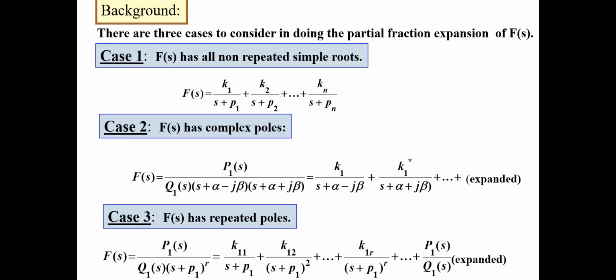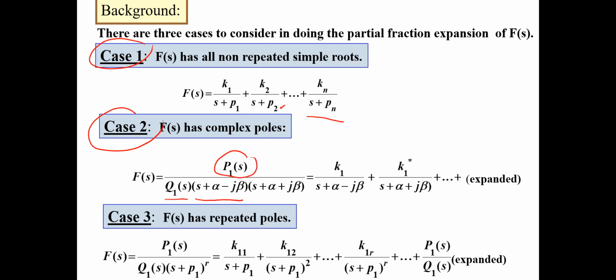Okay, if we can get F(s) in proper form, maybe we have three cases here. The first one, case one, is if F(s) has all non-repeated simple roots. So F(s) is K1 over s plus p1, plus K2 over s plus p2, until Kn over s plus pn.